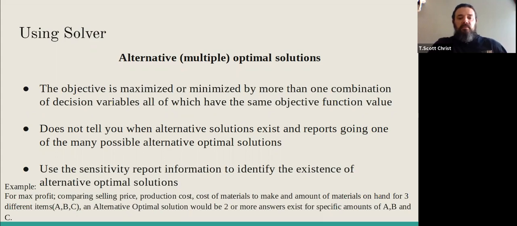As an example, for maximum profit, comparing selling price, production costs, etc., for 3 items A, B, and C, an alternative optimal solution would be 2 or more answers existing for the specific amounts of A, B, and C. Similar to the last example, but say the results would be 3 dryers, 2 washers, and 4 refrigerators, or 2 dryers, 5 washers, and 2 refrigerators, or 4 dryers, 3 washers, and 2 refrigerators will maximize profit and minimize the materials and production costs.